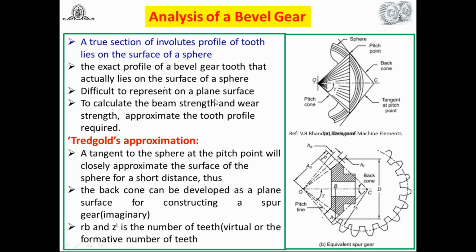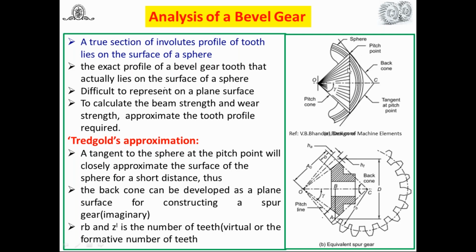Here also, to find out the beam strength and wear strength of the bevel gear, and to make the analysis simple, we always have to consider the true section of the involute profile of the tooth. But look at this figure, you will observe the involute profile of the tooth. Suppose this portion of the bevel gear, or this side portion, is going to mesh with another gear. But the true section of this involute profile of a tooth lies on the surface of a sphere.